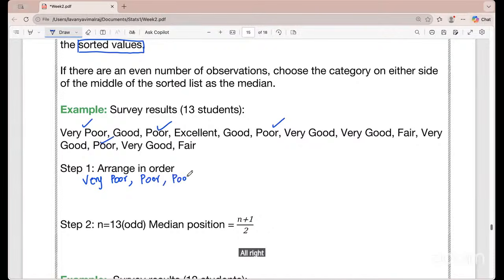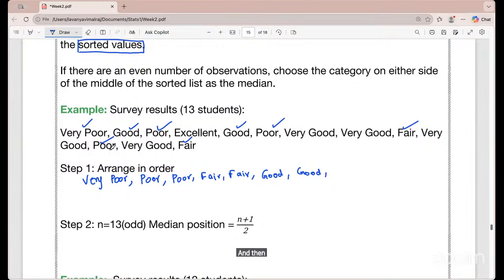All right. After poor, what should be in order? Good or fair? Fair, ma'am. Fair should be there. So you have 1 and 2 fair. Okay. And then after fair, it's Good. So 1, 2. Yeah, 2.